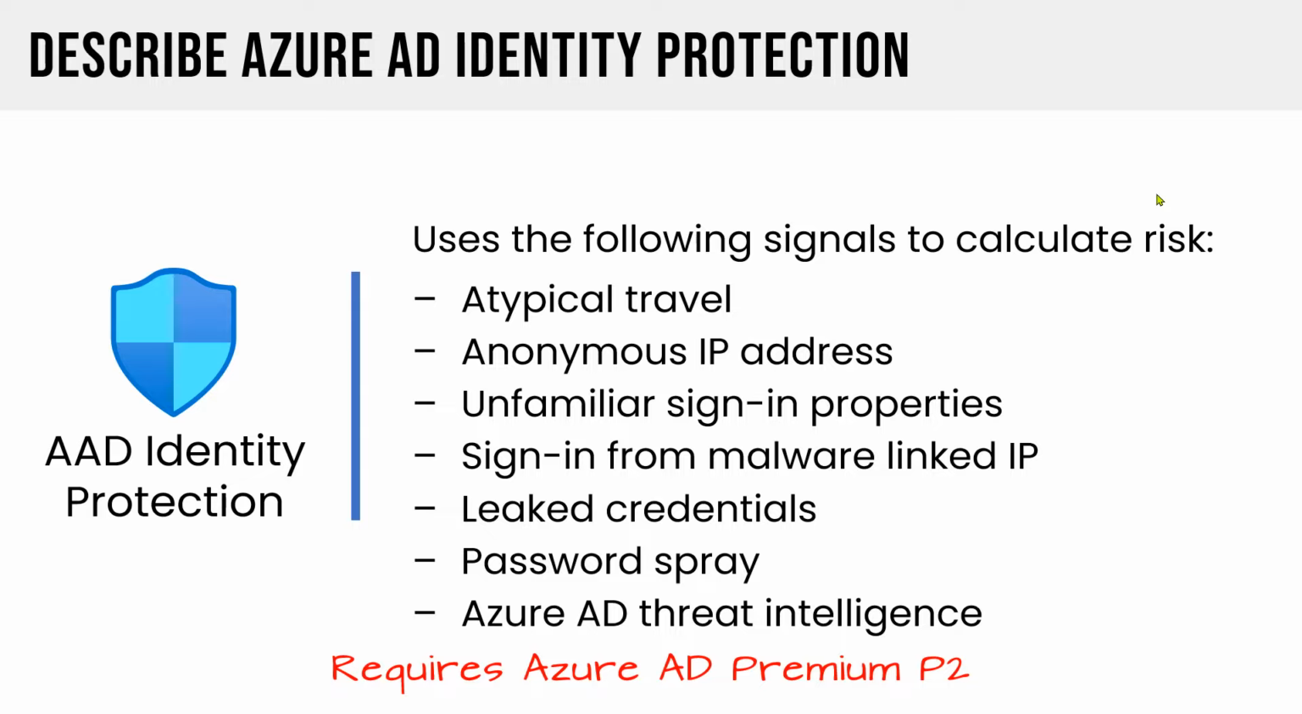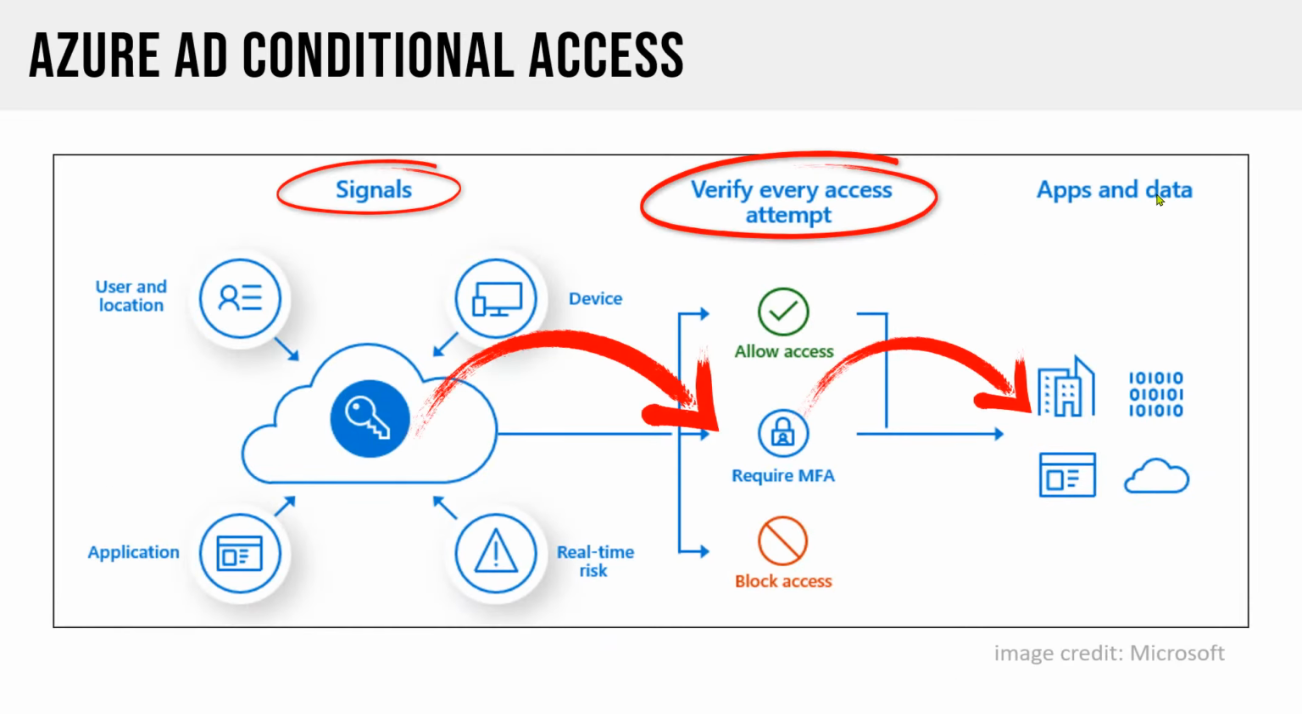So like Privileged Identity Management, Identity Protection is also a feature of that Azure AD Premium P2 level. And again, in Azure AD Conditional Access, we only get that real-time risk evaluation if we have Azure AD Identity Protection in place. And that's a wrap for Domain 2.